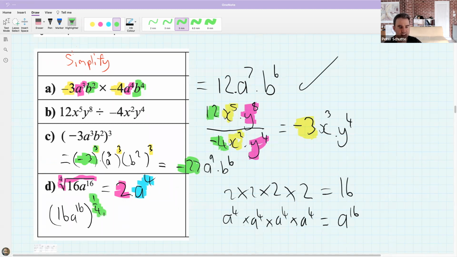So if you've seen that before, won't you just give me a thumbs up in the chat? If you've seen that the fourth root is the same as raising to the power of a quarter, I want to see how many of you have seen that before.